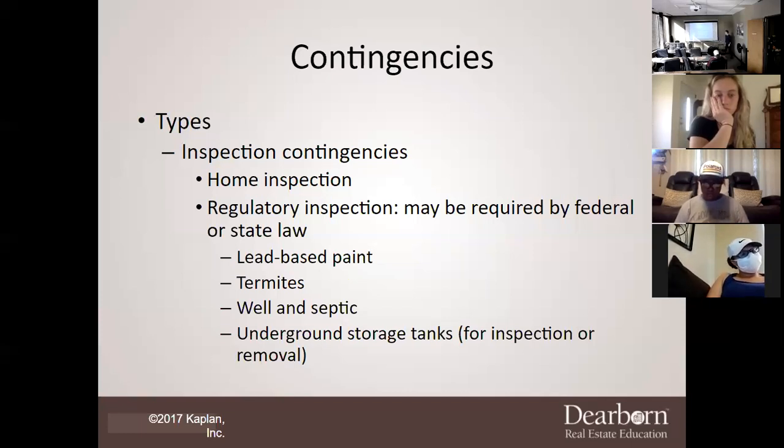So inspection contingencies, there could be many. There's home inspection. Regulatory inspection may be required by federal law, such as lead-based paint. We've talked about that before. Who remembers the date that you need to have a lead-based paint disclosure? What date before? You all remember? 78. What? 78. Right, 78. Now what day? January 1st.